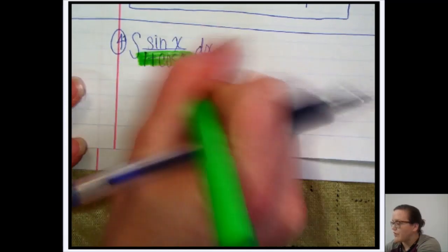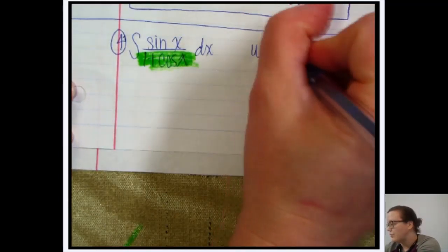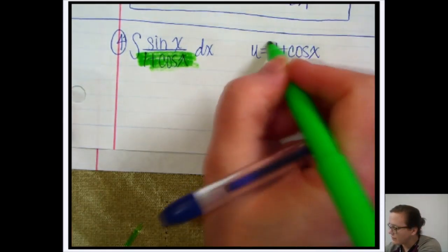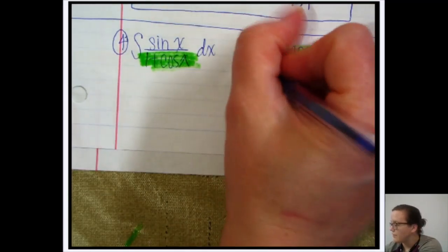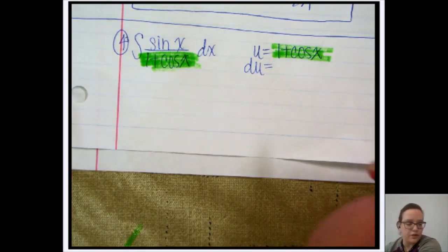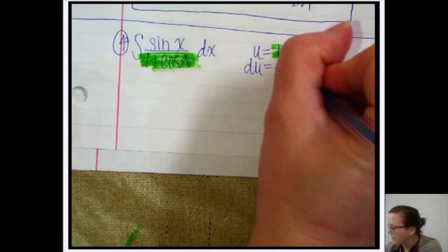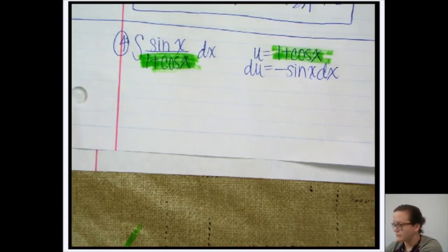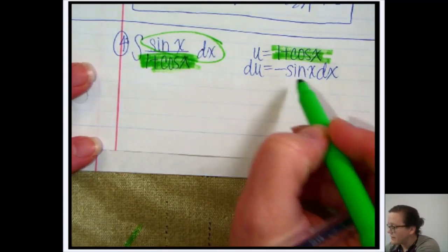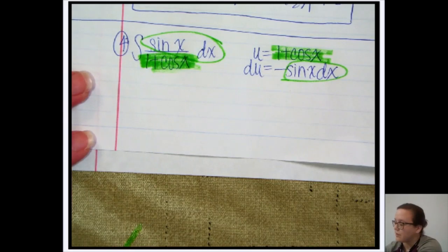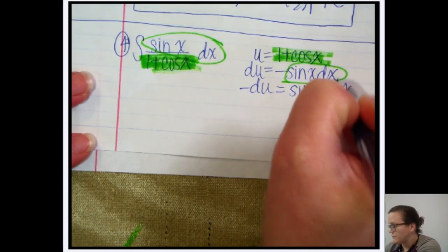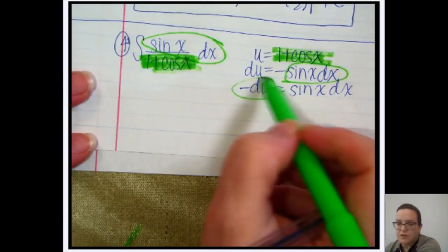So let's go with our approach of making the bottom equal to u. So I get 1 plus cosine x. And if we take the derivative of 1 is 0. The derivative of cosine is negative sine x dx, which is pretty good news because if you look up here, we need sine x dx. And so we have sine x dx here. We just need to get rid of the negative. So we divide by the negative. Okay, so that negative du is what we're going to use.